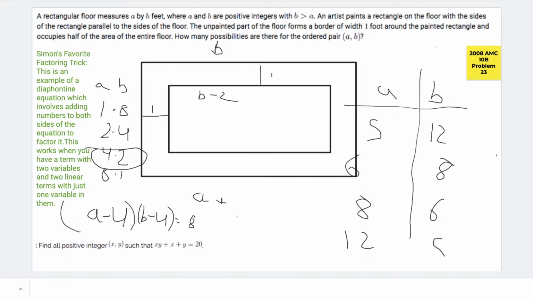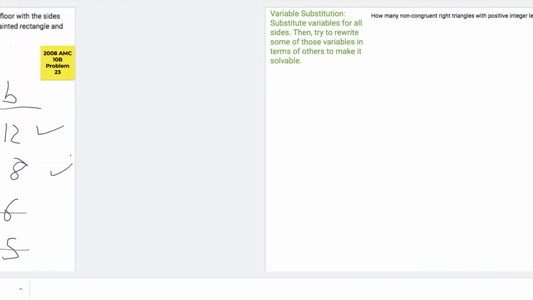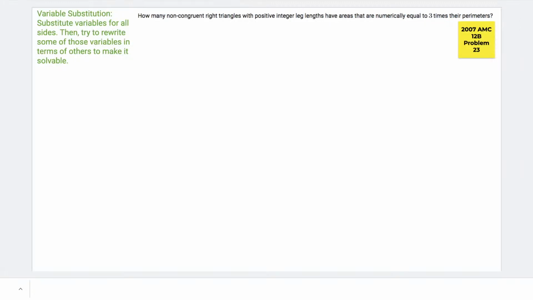However, the answer is not 4 because it says b is greater than a. B is greater than a here. B is greater than a here. However, a is greater than b here, and a is greater than b here. So the answer is 2 cases. So this shows the importance of Simon's favorite factoring trick, because using that trick, we were actually able to find the answer. So now, this next problem is a bit more challenging.